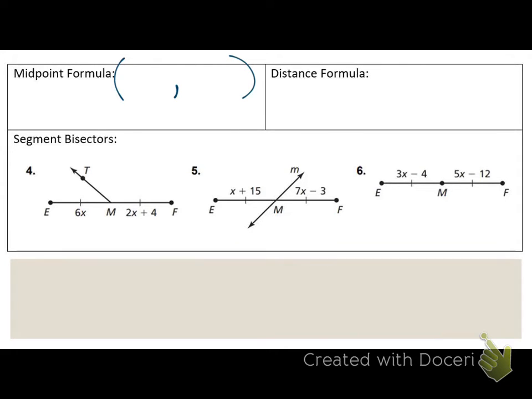You average them. You add them and then divide by 2. That's what you do to the x's. You add them together, divide by 2. That's how you find the middle of the x's.